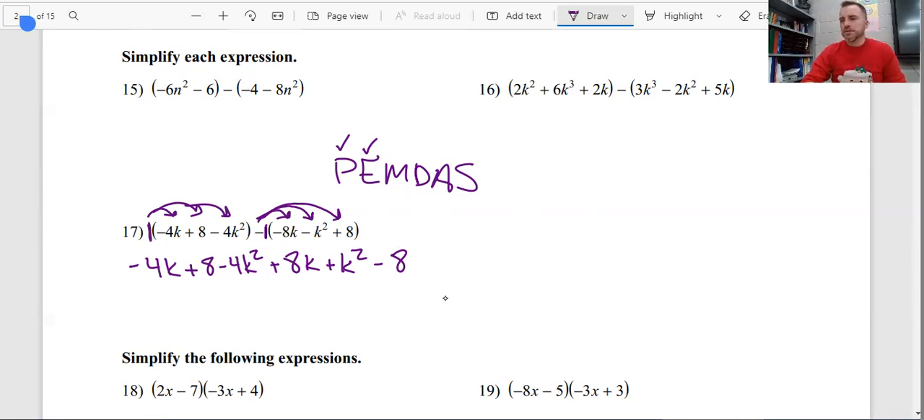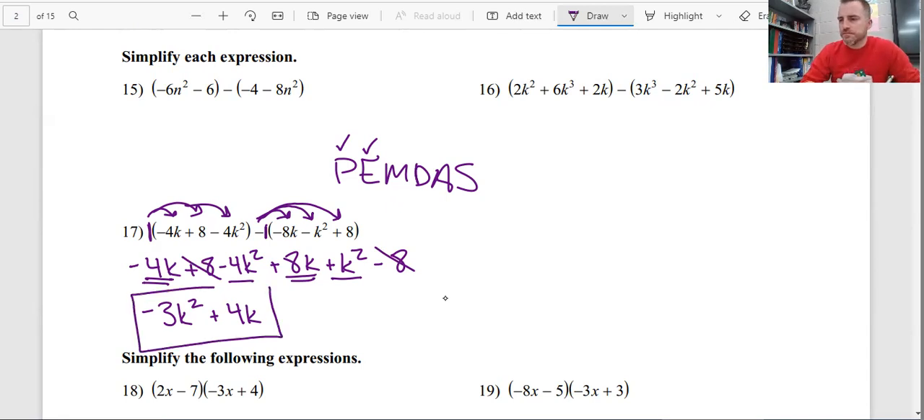So now let's go through and combine some like terms. We got -4k plus k squared. I'm starting with the exponent that is the largest, and that gets me -3k squared. And then I'm looking at -4k and 8k. That gets me plus 4k. And then I've got 8 minus 8. So those are just going to cancel each other out and leave me with just this as my final answer.